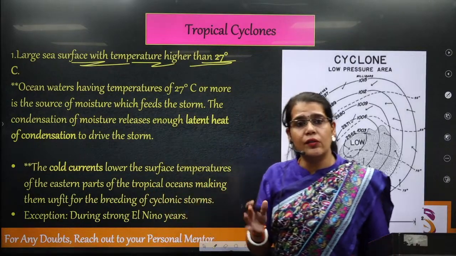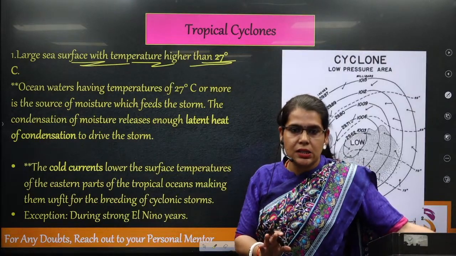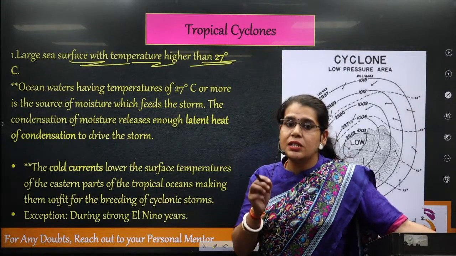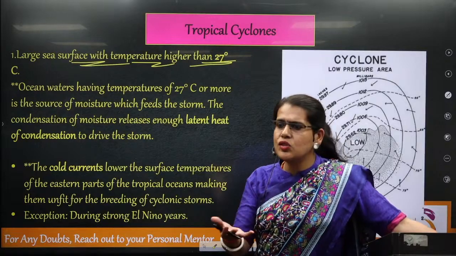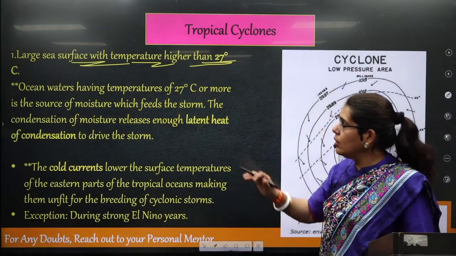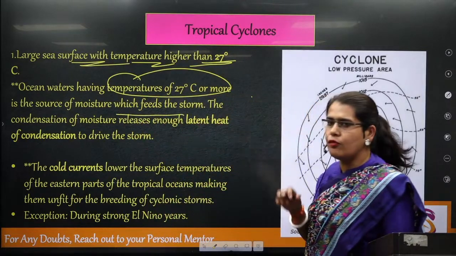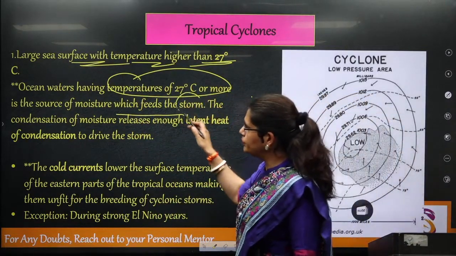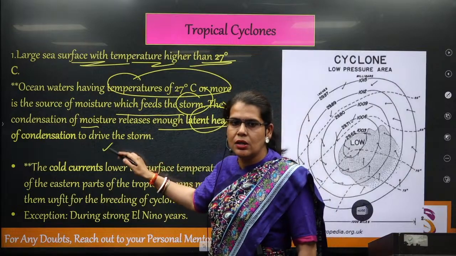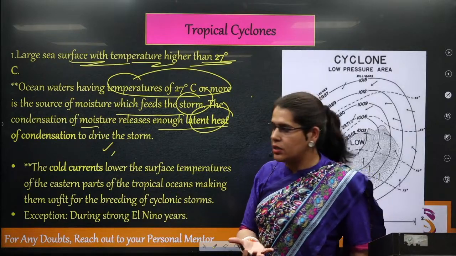And on an average they are saying that in the past century or so it has increased by almost 1 degree. So there is concrete evidence, that is why the Arabian Sea region is witnessing more number of cyclones. Earlier it was where? Bay of Bengal region, but now it is increasing across the Arabian Sea region. So ocean waters having temperatures of 27 degrees or more is the source of moisture, which feeds the storm. The condensation of this moisture releases enough latent heat of condensation to drive the storm. So hence because of the moisture which is available here, it is generated on the waters, right?